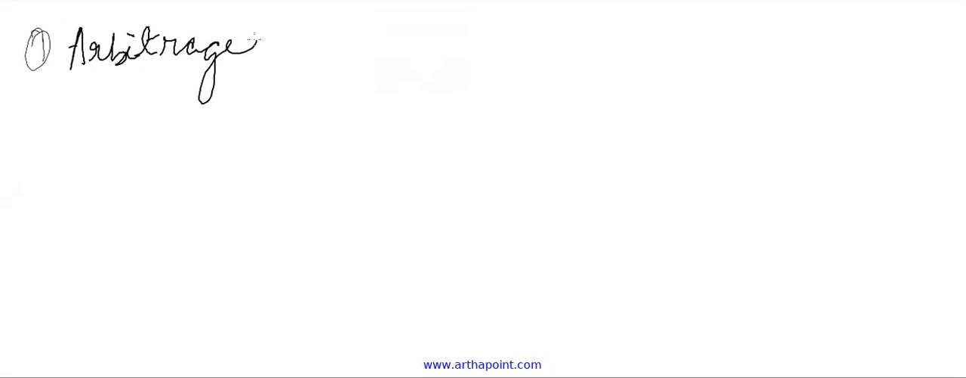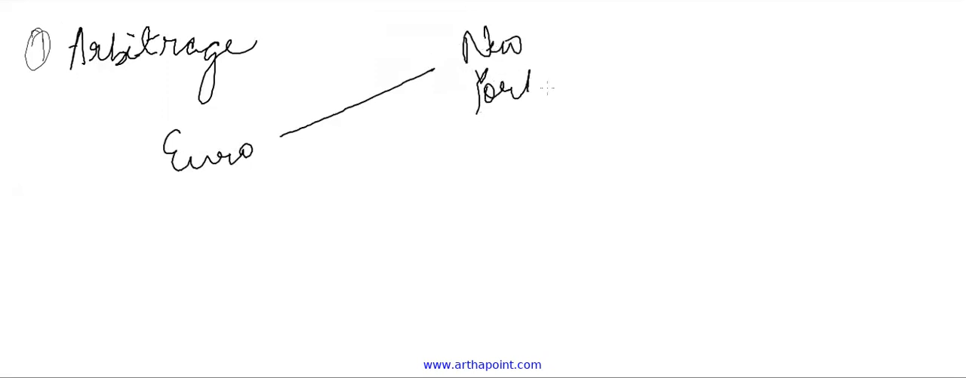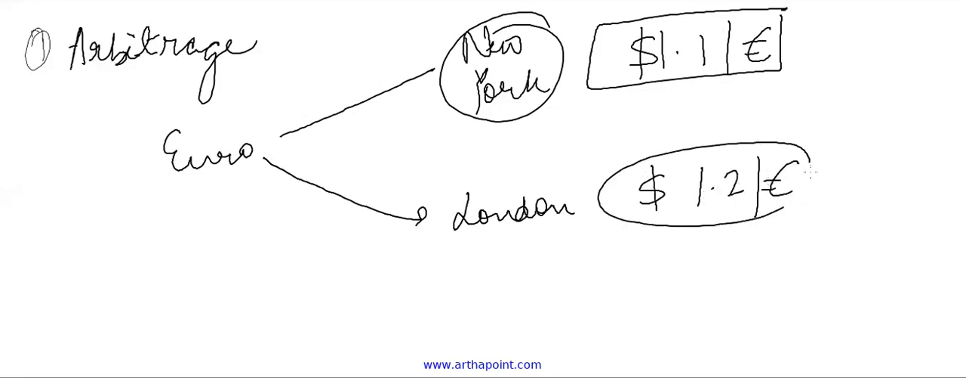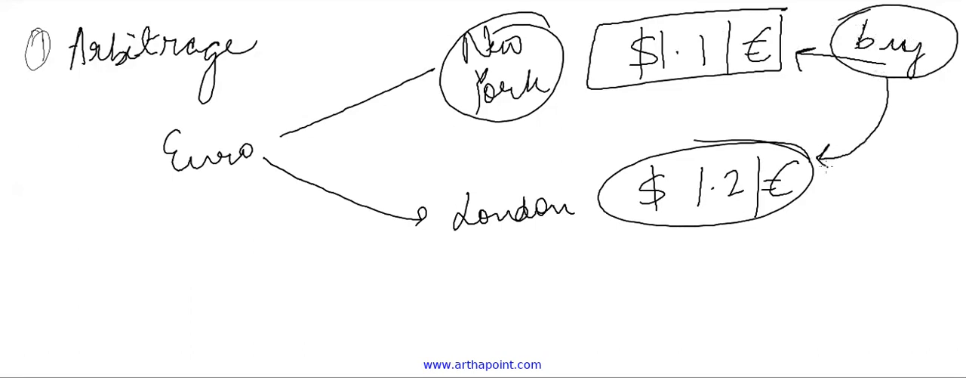So let's say that Euro sells in New York at the rate of $1.1 per euro. Suppose this is the exchange rate in New York. And suppose the exchange rate in London is $1.2 per euro. Now, in this case, an individual can buy from New York, and he can go ahead and sell in London and make a profit of $0.1 per euro.